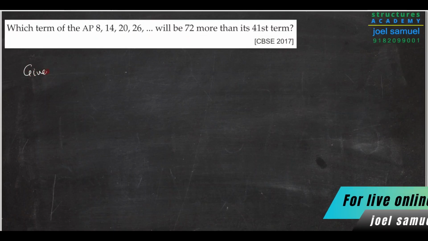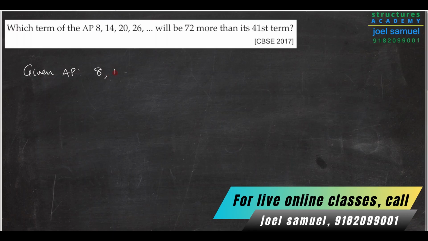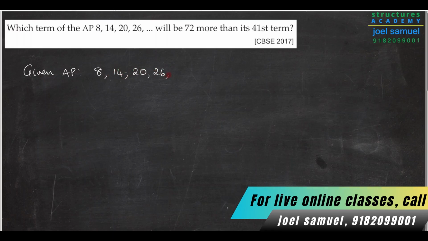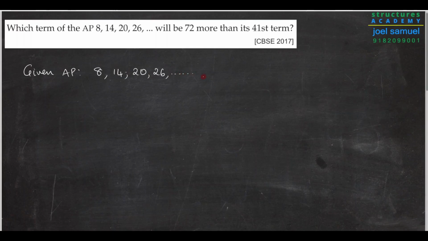We have been given this AP 8, 14, 20, 26, and so on, and somewhere along the series there is the nth term, and the speciality of this nth term is it is 72 more than the 41st term. So the question says we have to find which term this a sub n is.